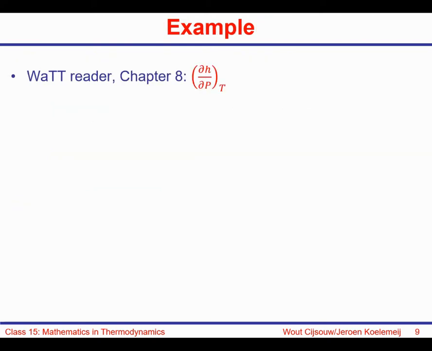So let's see if we can apply this procedure to a certain partial derivative, and we will take the same partial derivative that's also used in chapter 8 of the Watt reader. So we're talking about dH/dP for fixed temperature T. Well, the first step is to move the energy in the expression to the numerator, and that's already the case. So we don't need to apply this reciprocal rule. This step we have already taken.